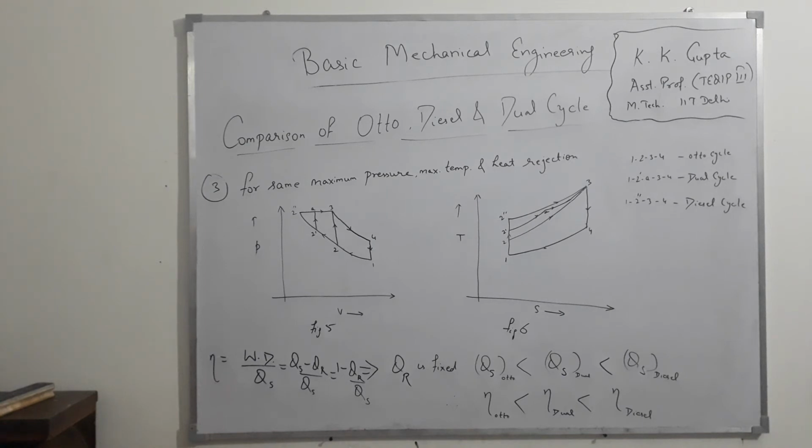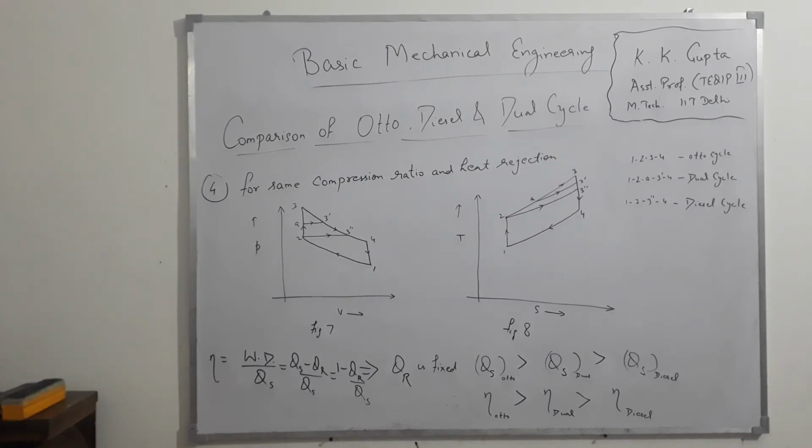And from figure 6 it is clear that heat supplied in diesel cycle is maximum and heat supplied in Otto cycle is minimum. So for this condition, efficiency for diesel cycle will be maximum and efficiency for Otto cycle will be minimum.